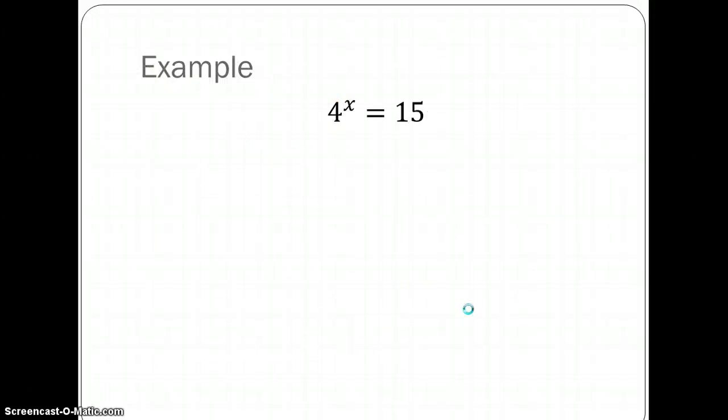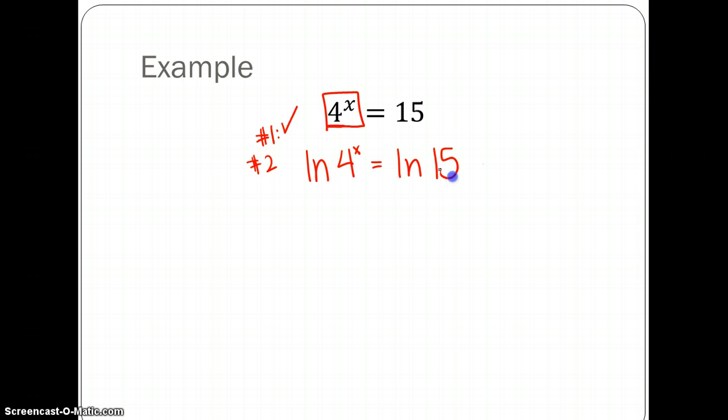So let's look at the problem we just went through. Step 1 is to isolate the exponential portion, the base and the power. They're all alone already, so there's nothing that needs to be done for step 1. We move on to step 2, which is to take the natural log of both sides of the equation: the natural log of 4 to the x, and the natural log of 15. The real thing we need to realize is that if 4 to some power equals 15, it's not going to be a nice even number.